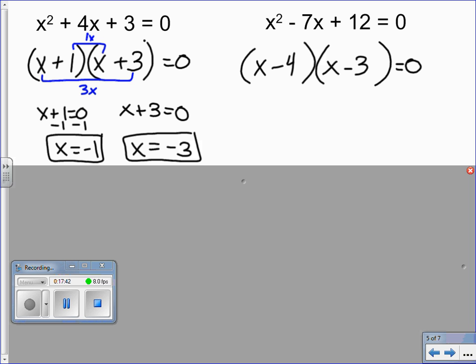Set your factors equal to 0. X minus 4 equals 0, so x equals 4. And x minus 3 equals 0, so x equals 3. I have two solutions.